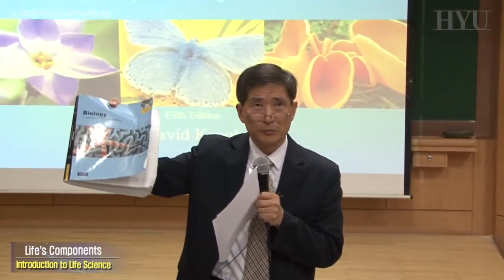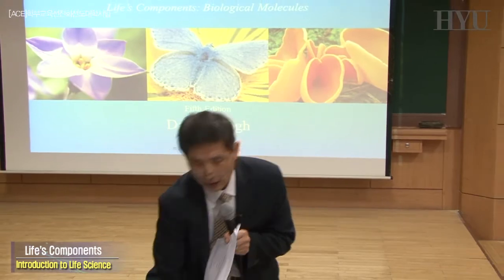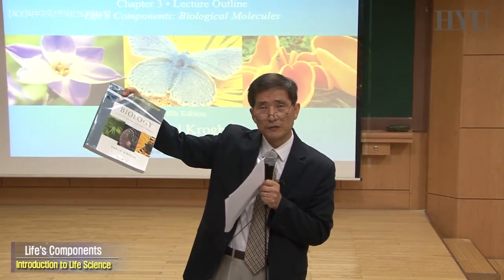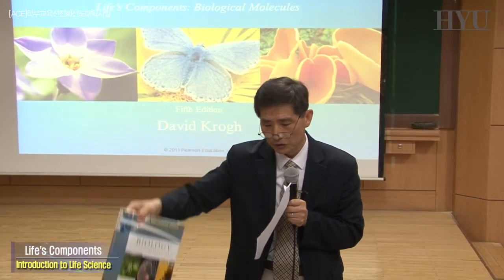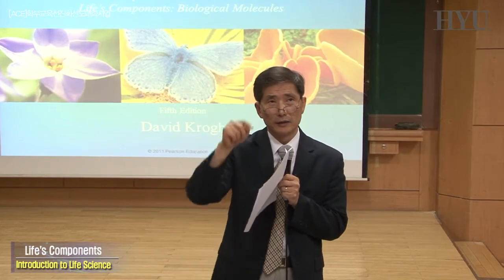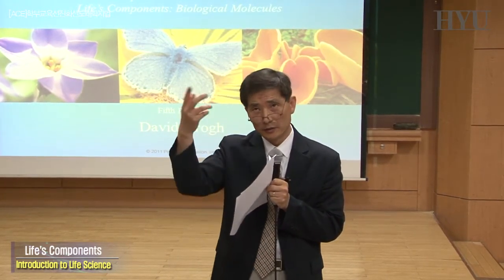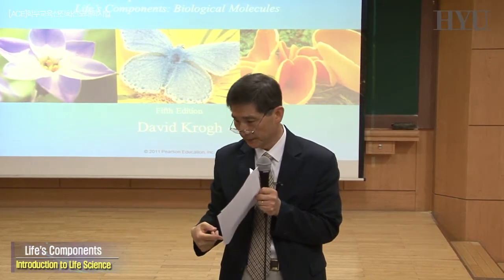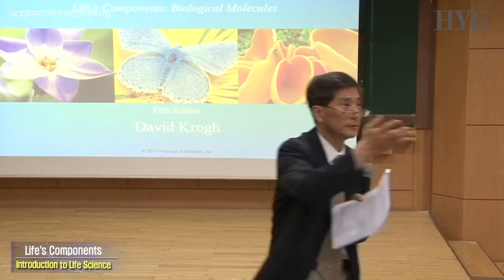The textbook is the 5th edition of A Guide to the Natural World. It looks like this. This is better, but the bookstore doesn't have it, so they have the 4th edition. The difference is that they don't have the summary and multiple choice questions. So I uploaded the summary and multiple choice practice questions online, so you can practice. Any questions about the class?